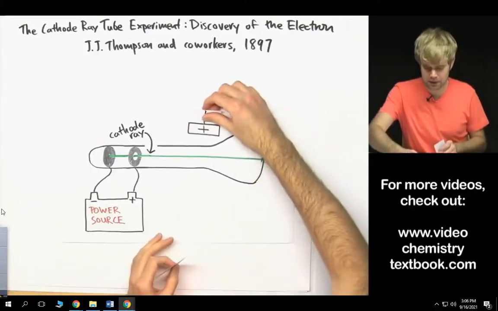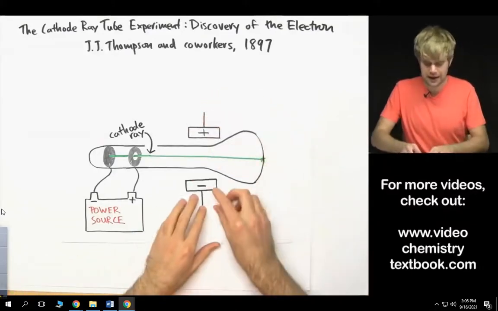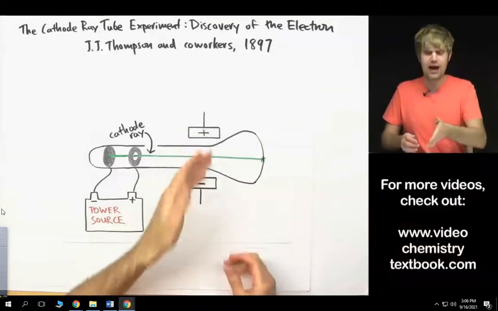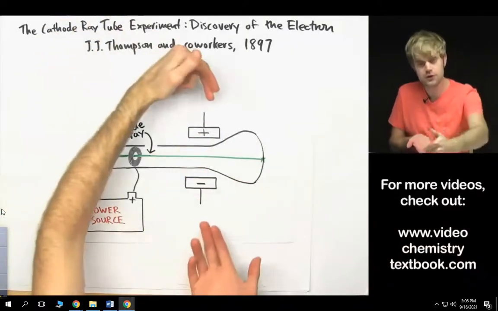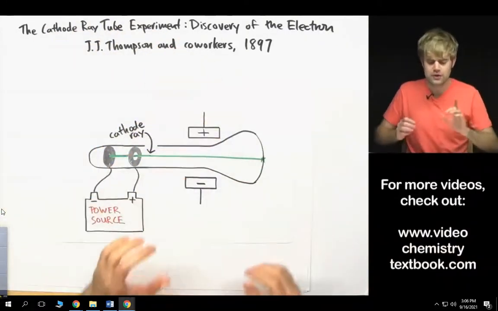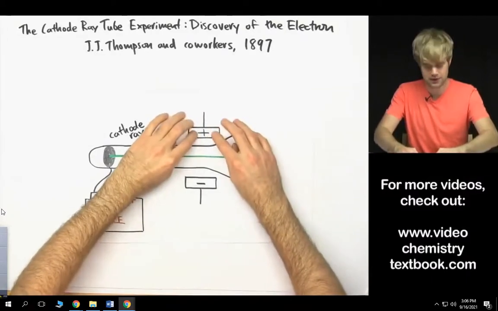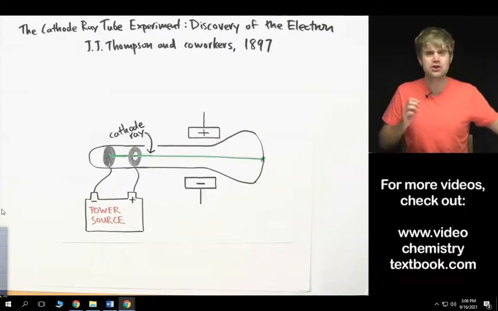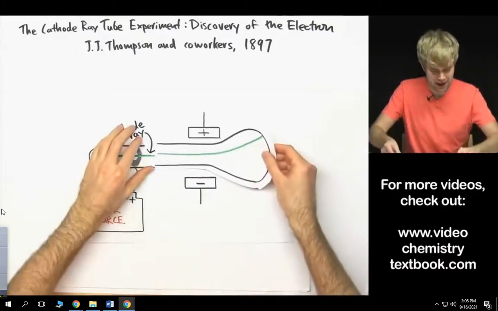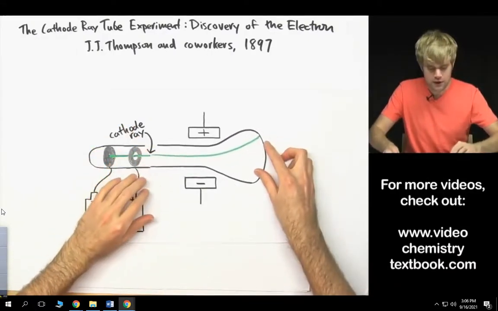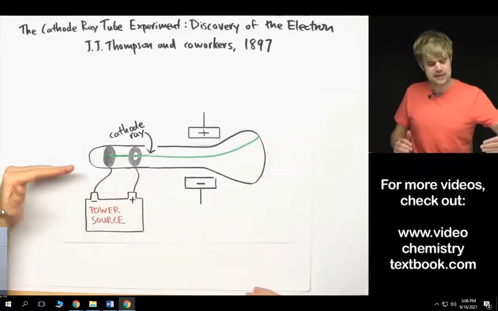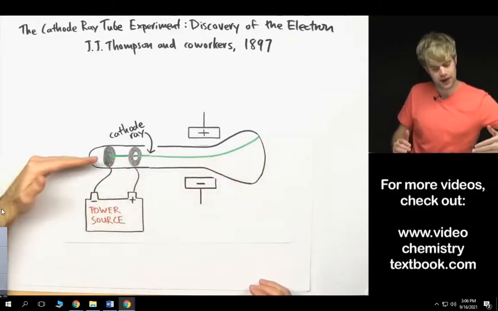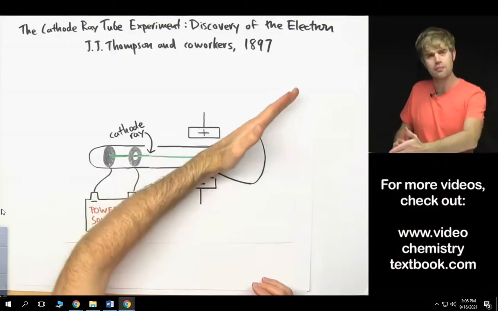He takes two metal plates and puts them on either side of the cathode ray tube. And then he turns on electricity, which makes the top plate positively charged and the bottom plate negatively charged. And check out what happens to the cathode ray. When he turns on the power, he sees that now instead of going straight through, the cathode ray bends up.